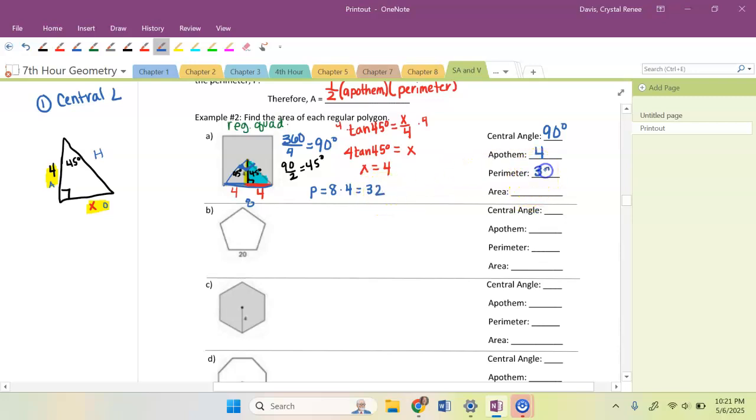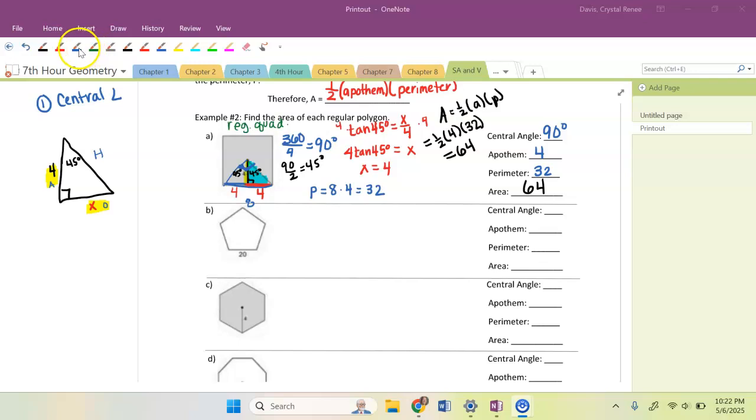So perimeter's 32. Okay, now to find my area, I would do area is 1/2 times my apothem times my perimeter, which is just 1/2 times, apothem's 4, perimeter's 32, which gives me 64. Okay, so this would be 64 units squared. There is a lot going on, but if you break it into smaller components, it's all doable.